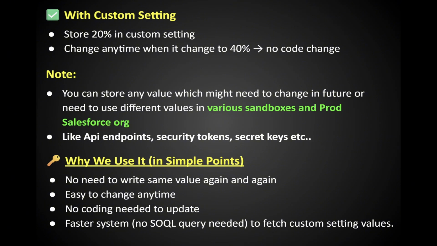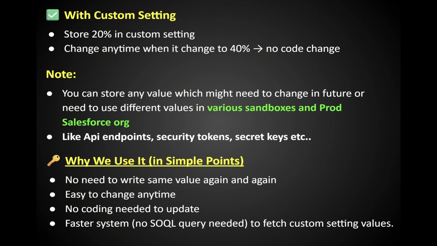Now, why do we use it? In simple points, we can say there is no need to write the same value again, it's easy to change anytime, no coding is needed to update, and it makes the system faster. It means it can fetch the value very fast, so there is no SOQL query needed. Salesforce has some limitations like the governor limit, right? With custom setting, there is no need to query. It's just one simple line of code which will fetch the custom setting values, which I will show you in the next demo slides.